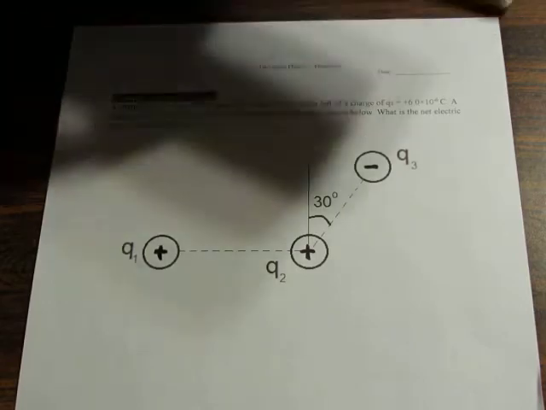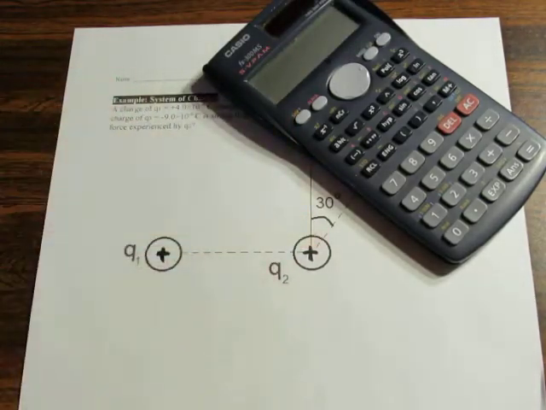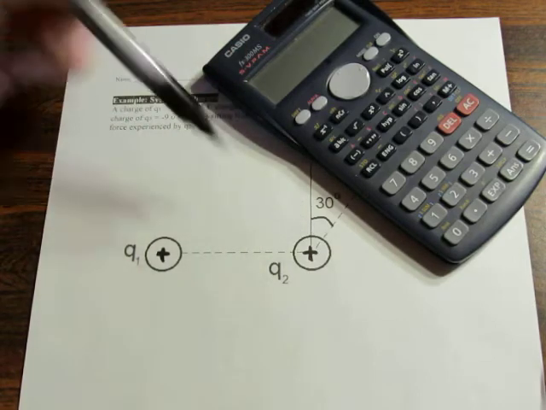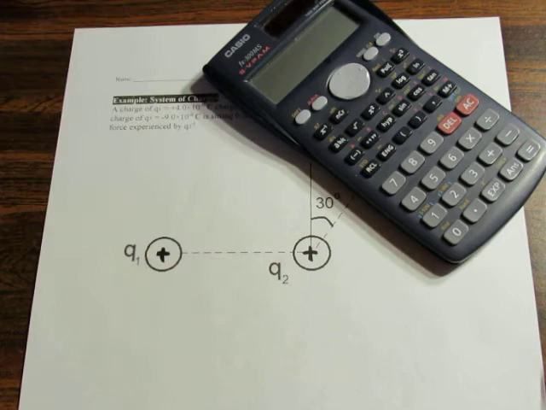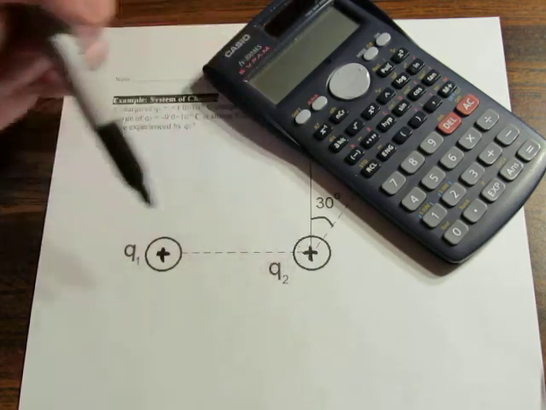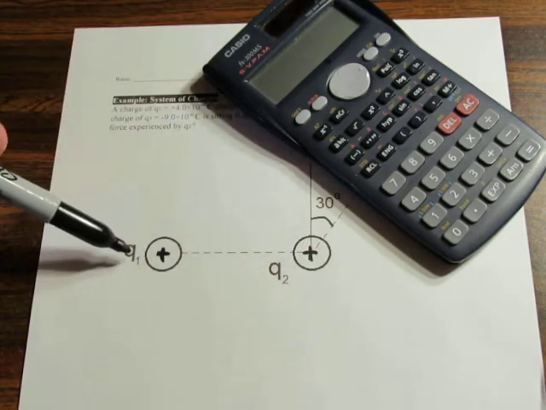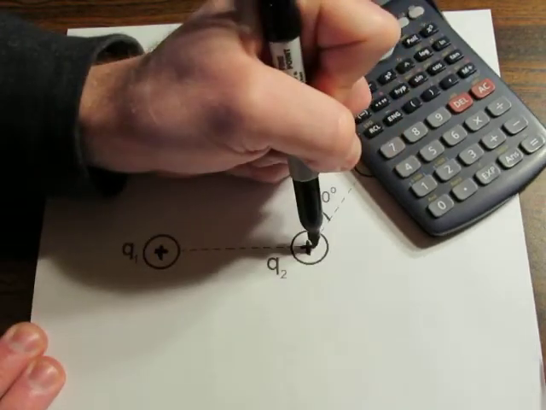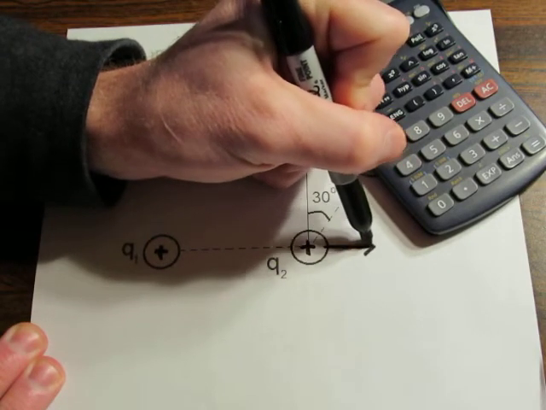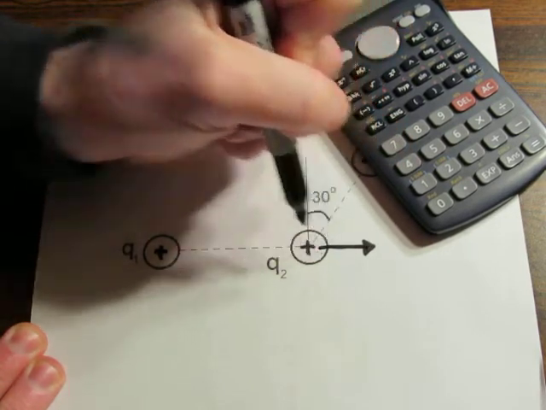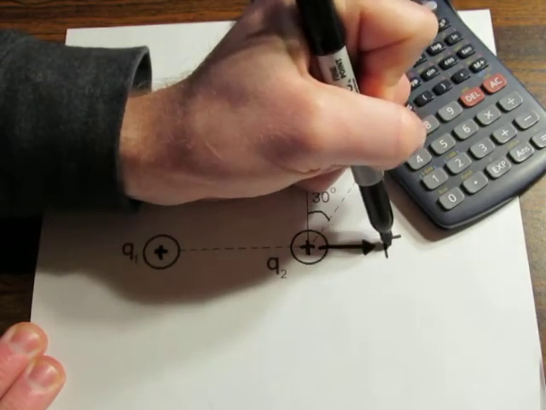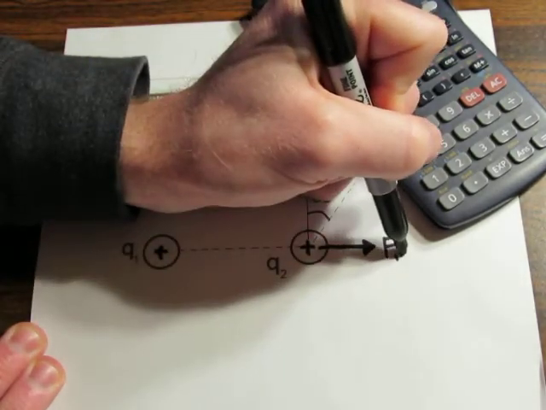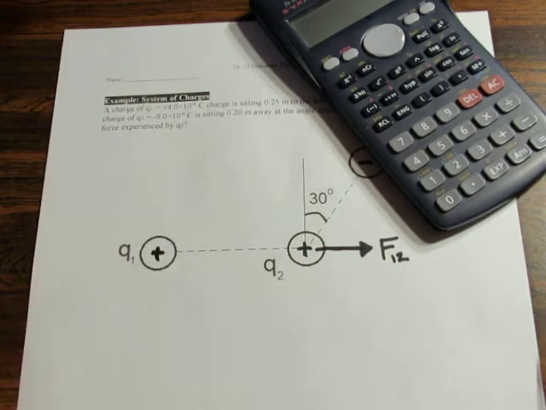Well, let me cover up charge number 3 and let's just look at these two. So Q2 and Q1 are both positive. Like charges repel each other. So what's going to happen to Q2? Because of Q1, it is going to feel a force repelling it away from Q1. And I'm actually going to draw that right on here, right away. This is even before doing anything in the question. We're going to have a force between charge 1 and charge 2, and it's going to be in a direction that pushes Q2 away from Q1.